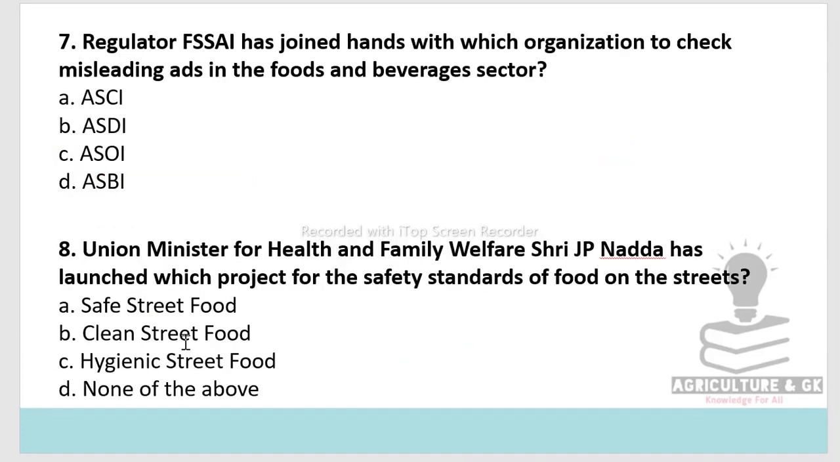Now moving next, regulator FSSAI has joined hands with which organization to check misleading ads in the foods and beverages sector? Options are ASCI, ASDI, ASOI, ASBI. So FSSAI has joined hands with ASCI to check misleading ads in the food and beverages sector. What is ASCI? It is the Advertising Standards Council of India. So our option will be A. A is the right answer.